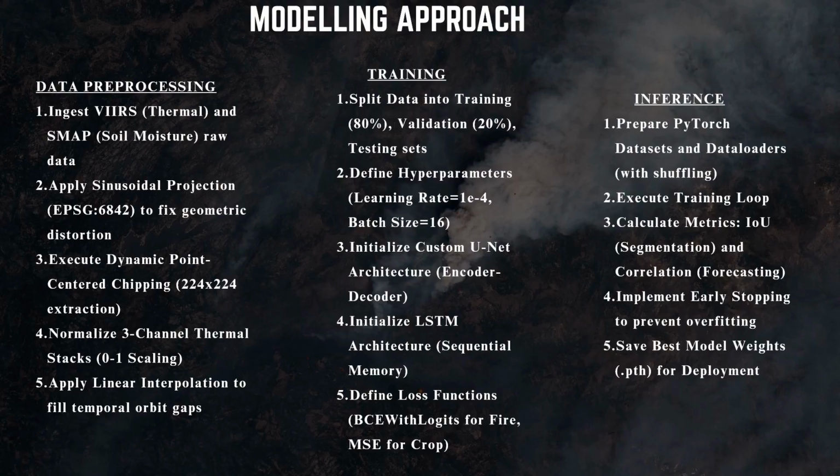Third, let's look at inference. Here we prepare our PyTorch data loaders with shuffling to ensure the model doesn't memorize the order of data. And then during the training group, we calculate specific metrics like intersection over union to measure segmentation accuracy and correlation for our forecasting accuracy. And then to prevent the model from overfitting, that is, just memorizing the training data, we implement early stopping. After training, our models are saved to a file in .pth format, which is what we actually deploy to our web application.